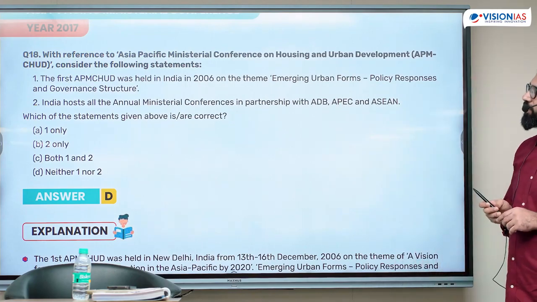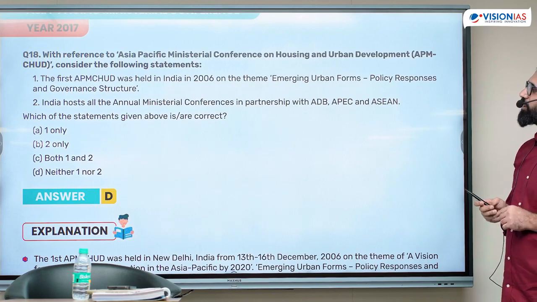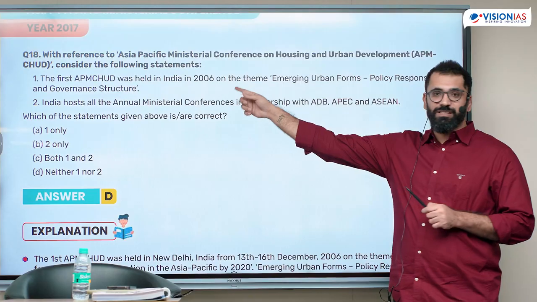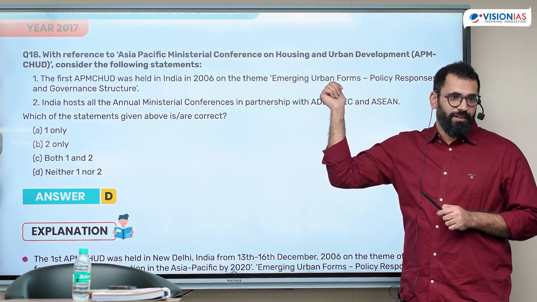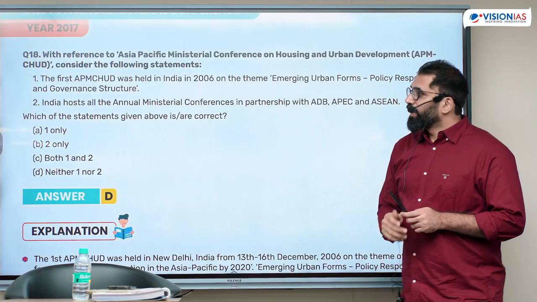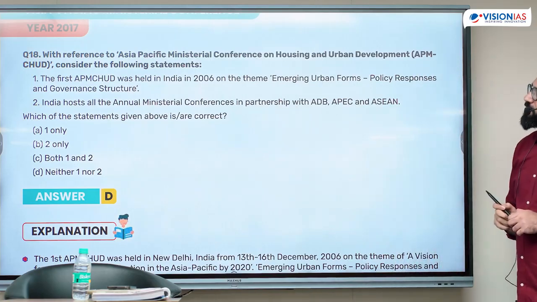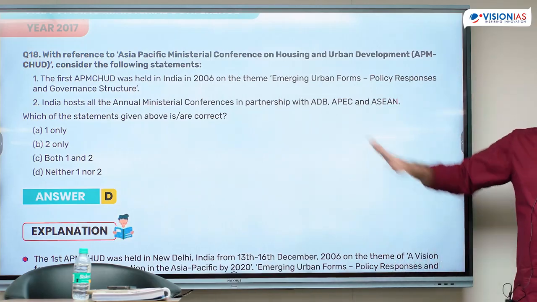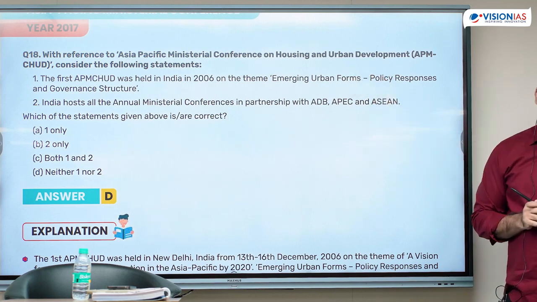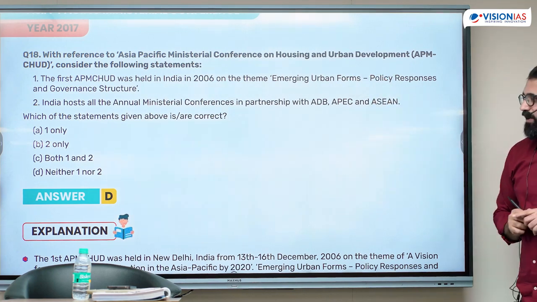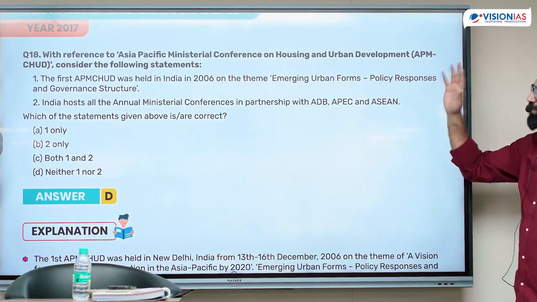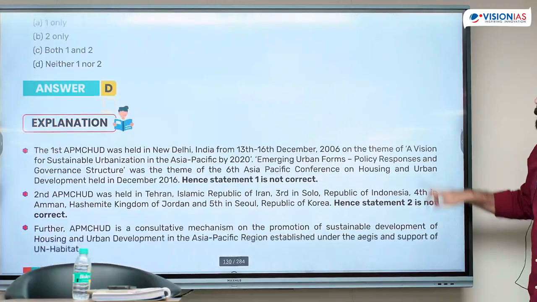The first conference, the ministerial conference, was on the theme emerging urban forms. So you can see the question asks about the theme in 2006, or in 2017. This itself shows that you should not solve this question. India hosts all the annual ministerial conferences in partnership. Now this looks to be wrong, but you can't say anything about the first statement. So it won't help a lot even though there are only two options left. The answer here is both are incorrect. The theme is wrong. How can you know the theme in 2006, in 2017?